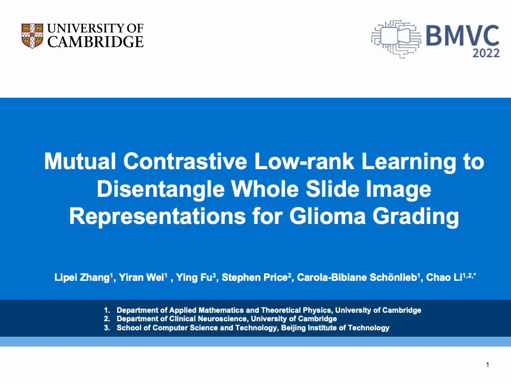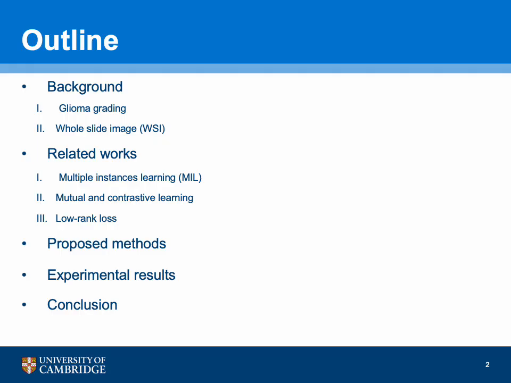Hello guys, here I'm gonna share my paper accepted at BMVC, which is about using mutual contrastive low-rank learning to disentangle whole slide image representation for achieving better glioma grading. This is the outline of my presentation.